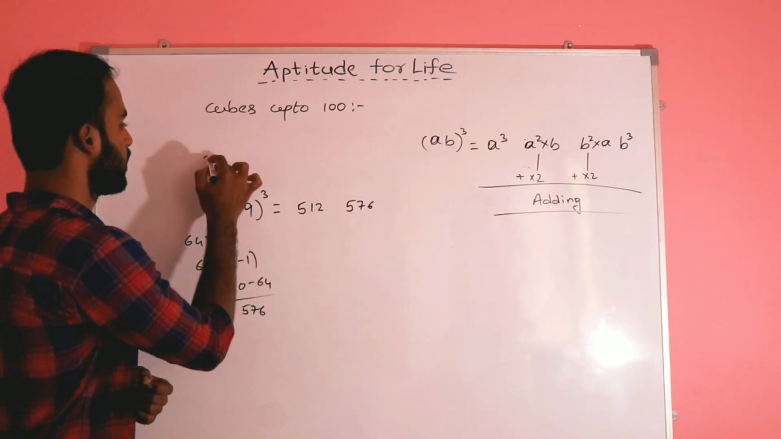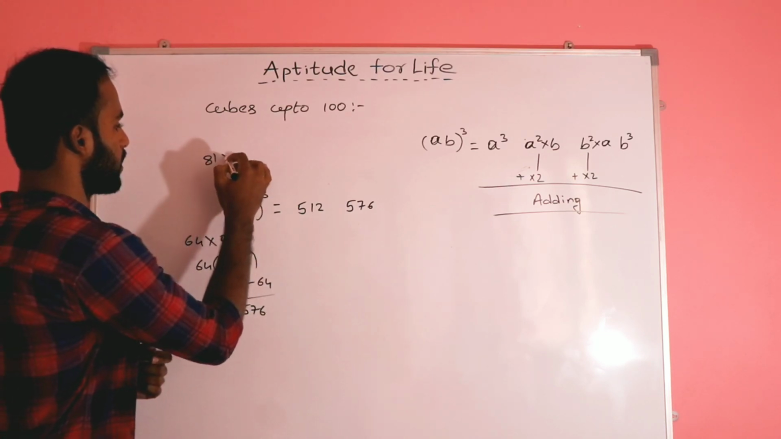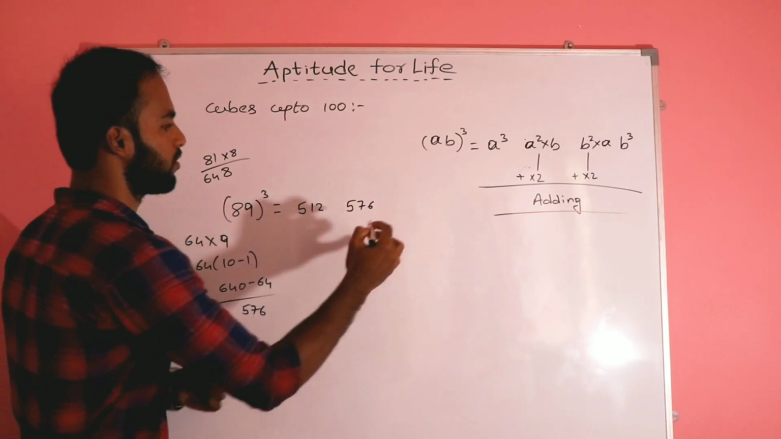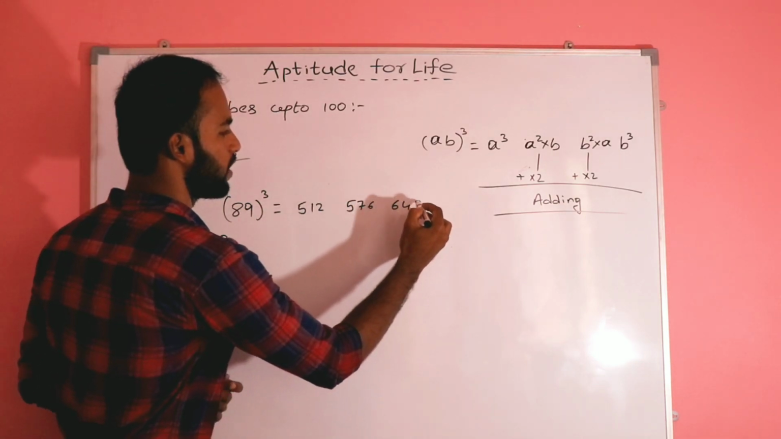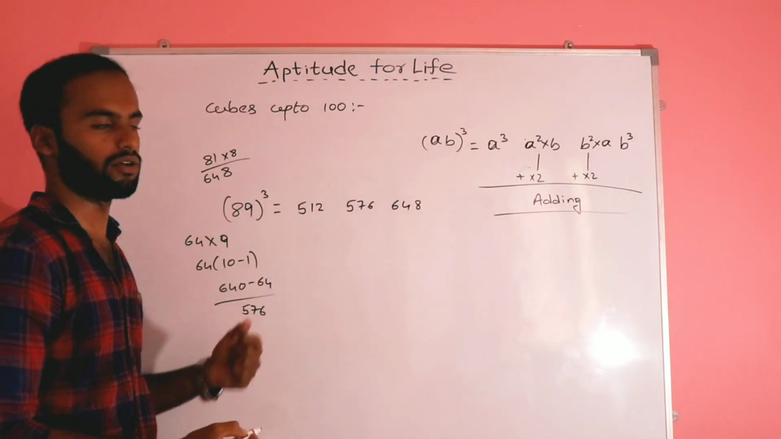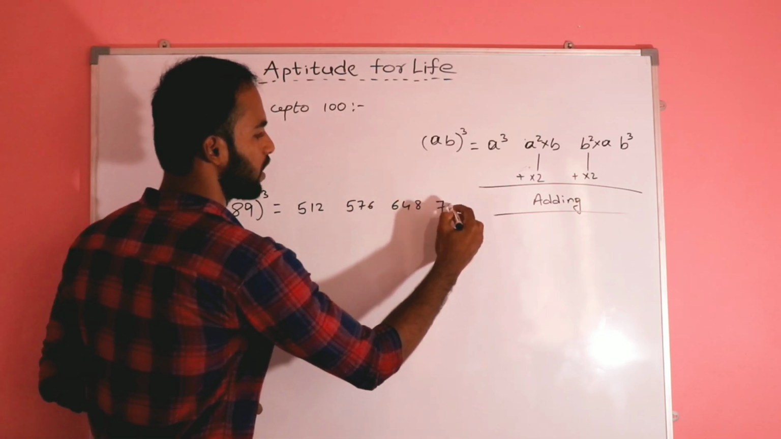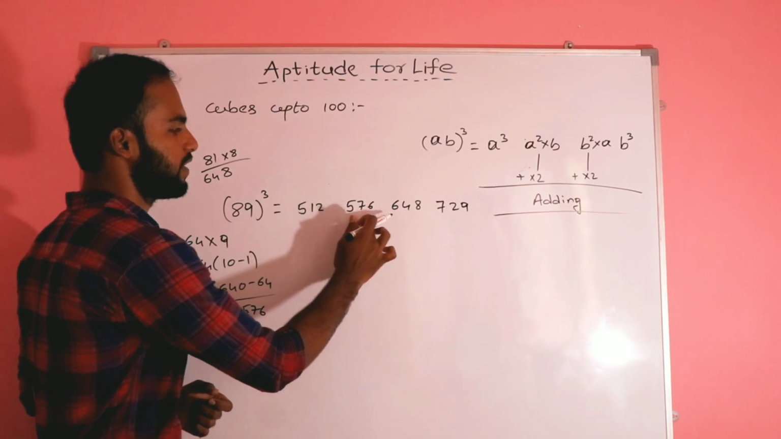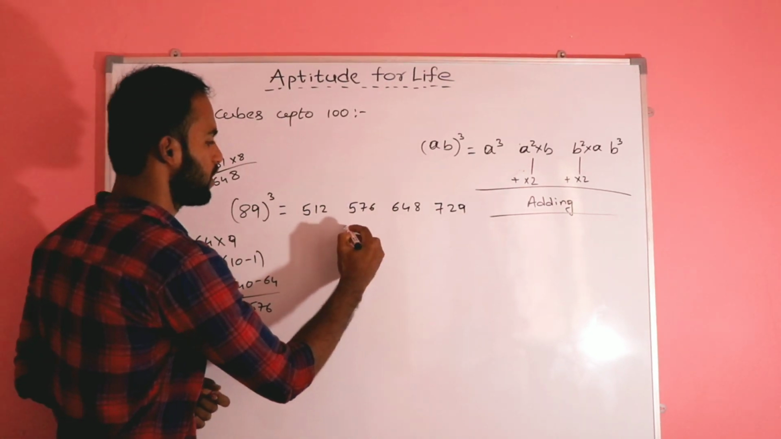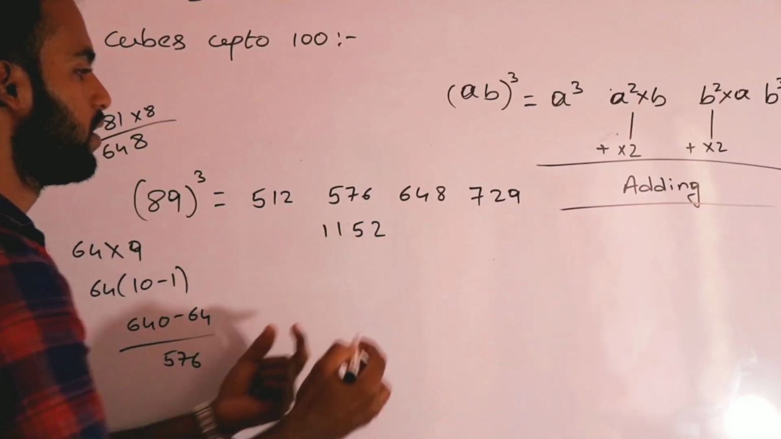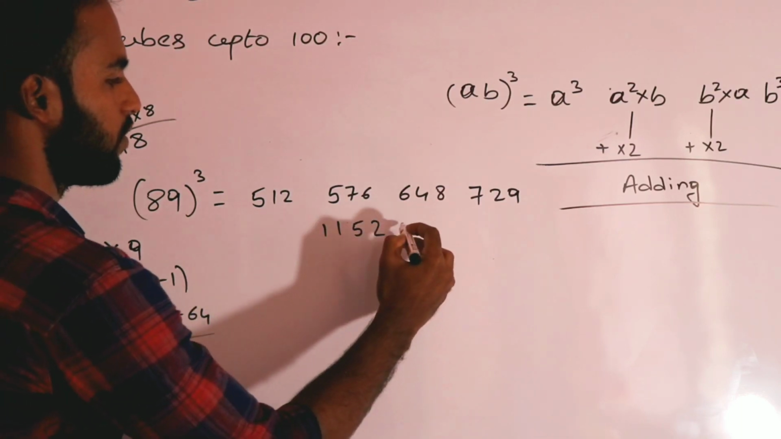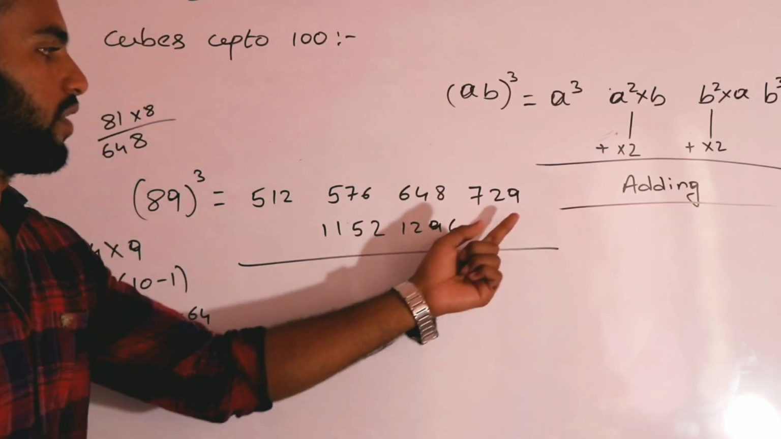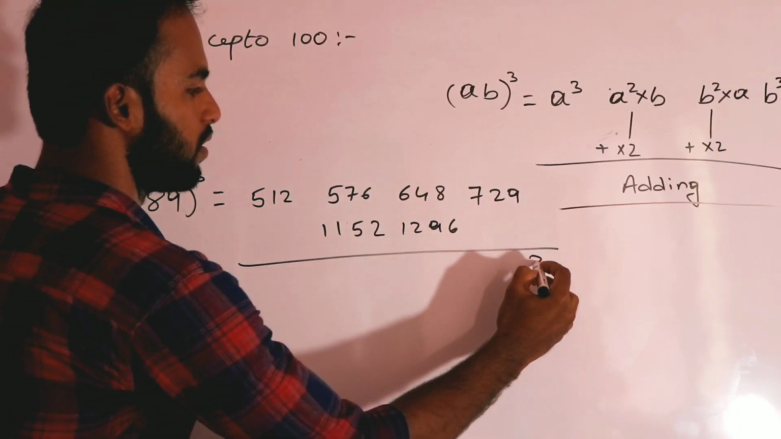Next step is B square into A. So B square will be 81 into 8. 8 ones are 8, 8 eights are 64. Write it over here. Final step will be B cube, which is 9 cube. 9 cube will be 729. Now we need to multiply here by 2. 576 into 2 will be 1152. 648 into 2 will be 1296. So write the last term as it is.